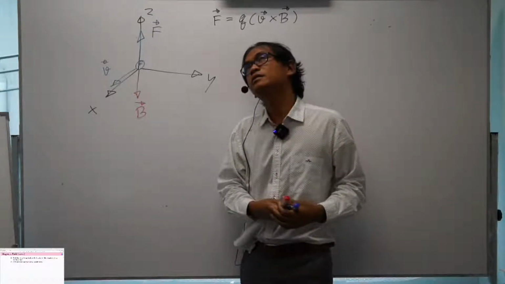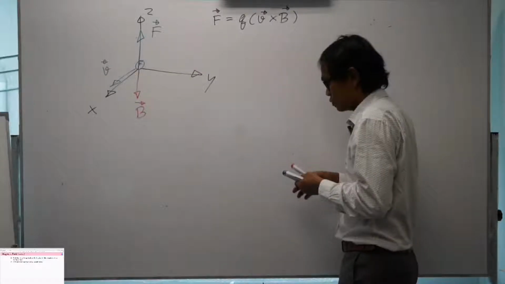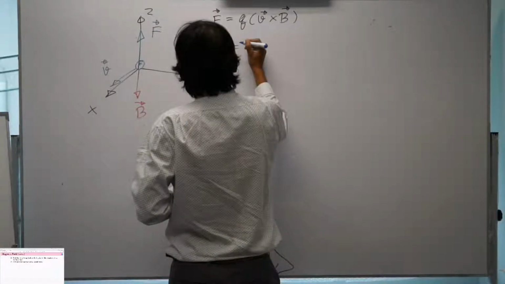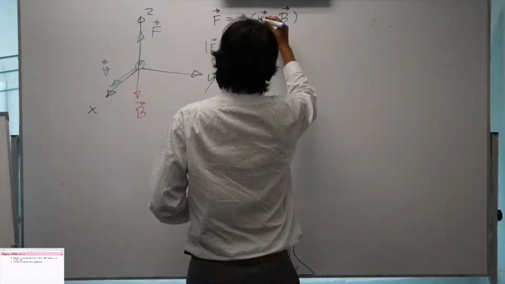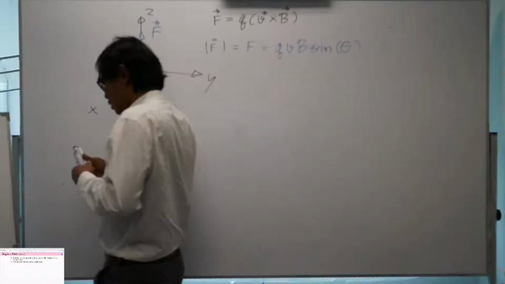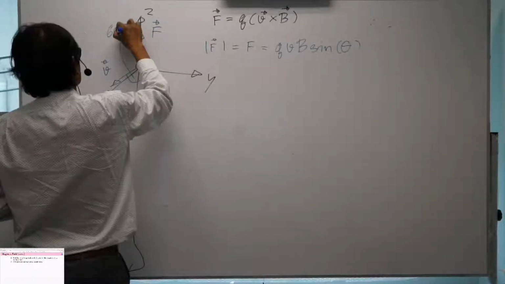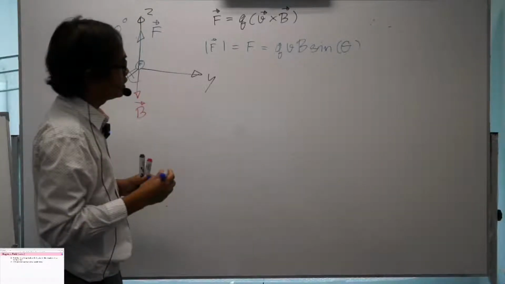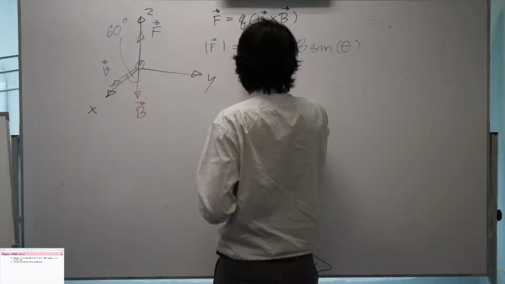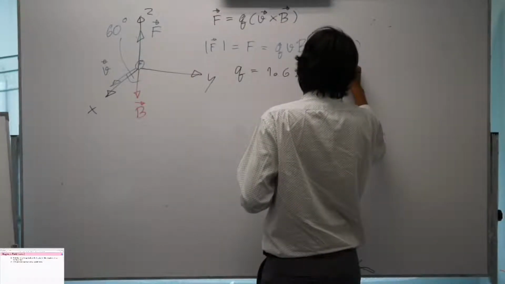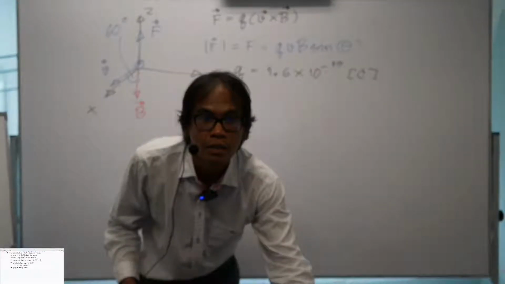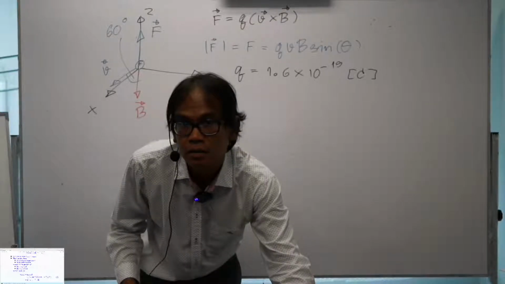Let's talk about the magnitude. How could we find the magnitude of the induced force F? The magnitude can be written as simply F, and it's equal to qvB sin theta. Theta is the angle between these two vectors, and it's equal to 60 degrees. In this setup, we know first that q is the charge of the proton, which is 1.6 times 10 raised to the negative 19 coulomb. Yes, 1.6.